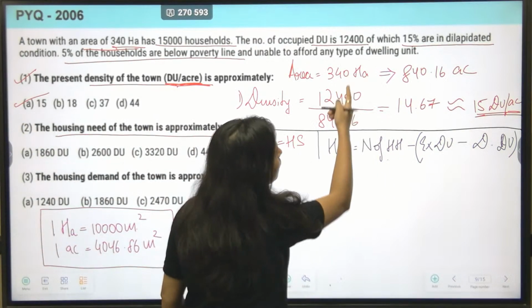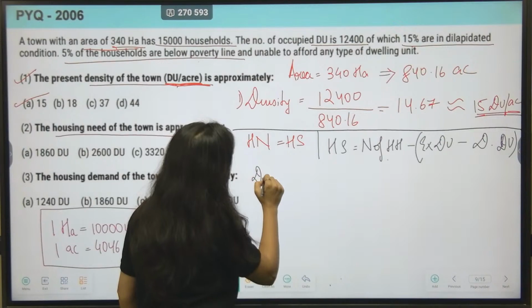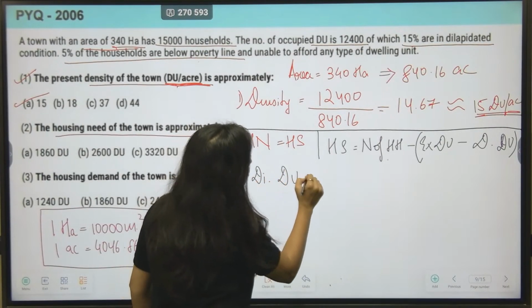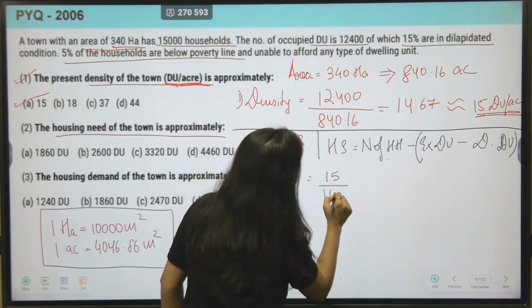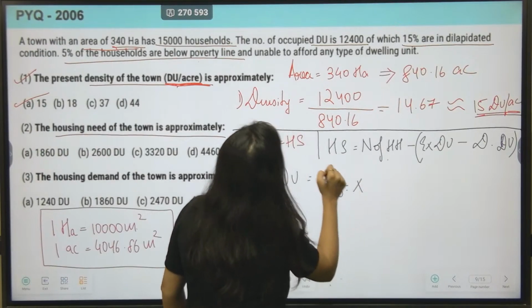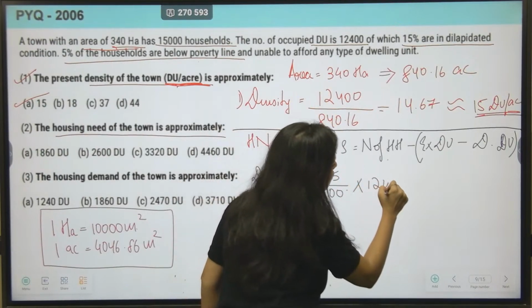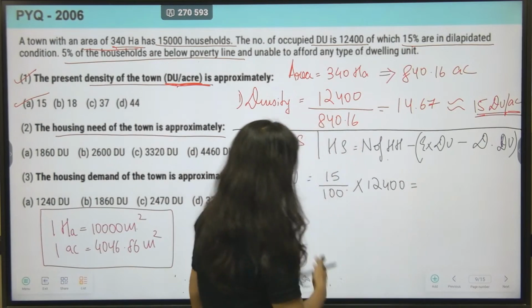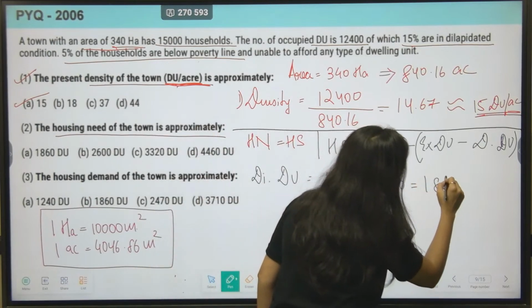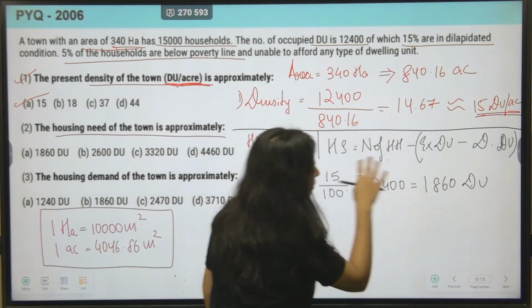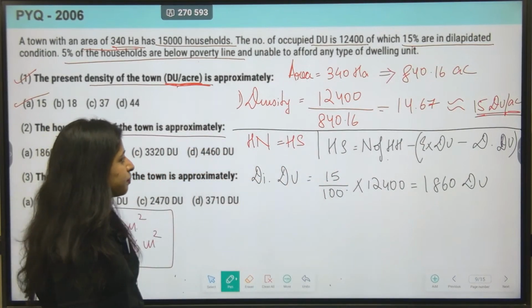So let's first try to find out what is 15%. So dilapidated DU, 15% of how much? 15% of 12,400. If you find this out, you will get something like 1860 dwelling units. So we found out the dilapidated dwelling units, right?